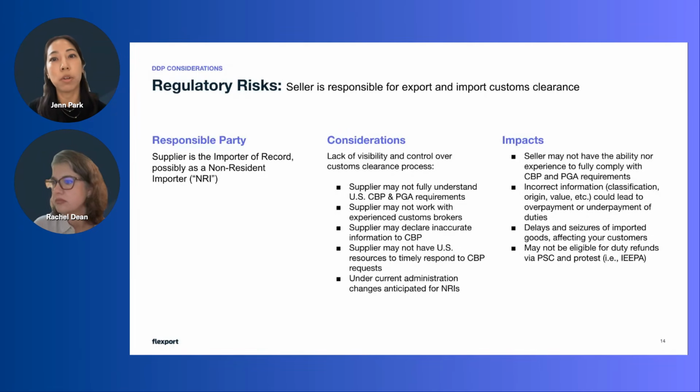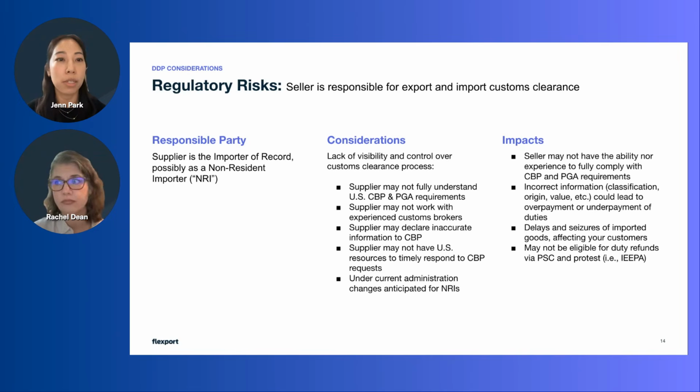And also on the impact side, if you do have a supplier that is an importer of record here, and they're not well versed in U.S. regulations and PGA requirements, it does impact your goods. It probably impacts the information being declared to customs, which could be the classification, origin, or the value. And this could ultimately lead to incorrect tariffs and duties on your products. So if these costs are being baked into your goods, they could be charging you more than what they should be, because they have an incorrect classification with a higher duty rate than what it should be. Also, the delays and seizures of your goods.